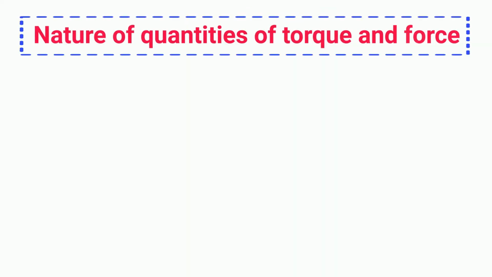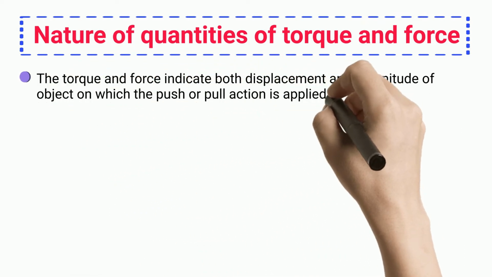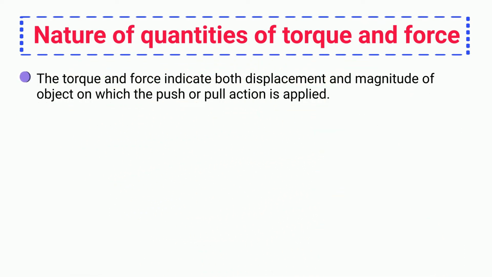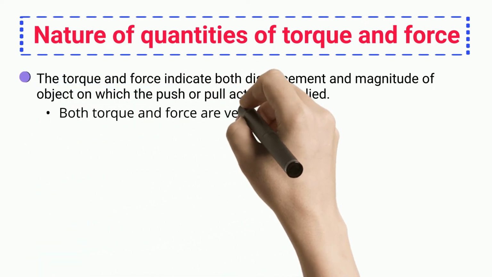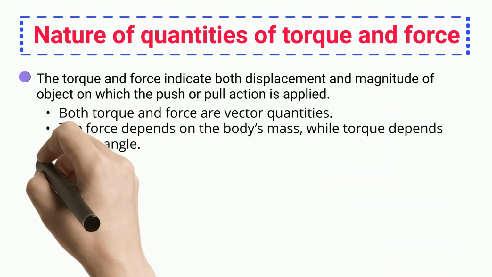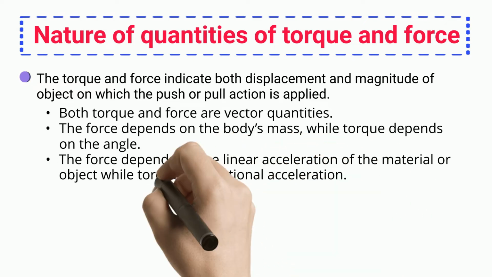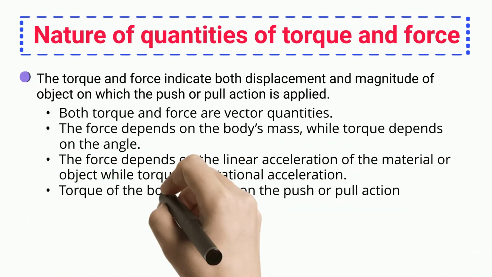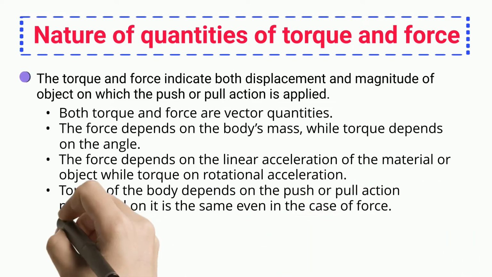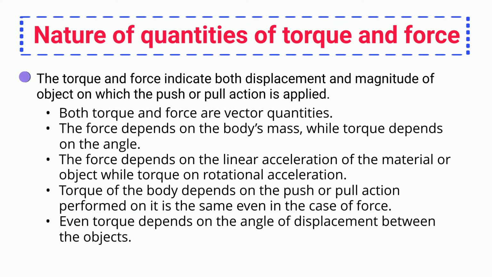Nature of quantities of torque and force. The torque and force indicate both displacement and magnitude of the object on which the push or pull action is applied. Both torque and force are vector quantities. The force depends on the body's mass, while torque depends on the angle. The force depends on the linear acceleration of the material or object, while torque depends on rotational acceleration. Torque depends on the push or pull action performed on the body, which is the same in the case of force. Even torque depends on the angle of displacement between the objects.